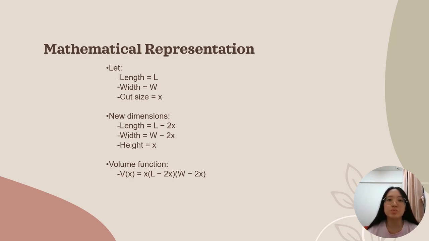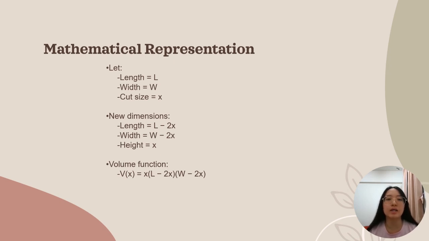To solve this problem, we first need to represent it mathematically. Let us assume that the original length of the sheets is L and the width is W. Let x represent the size of the square that is cut from each corner. After cutting and folding the sheet, the dimensions of the box change.